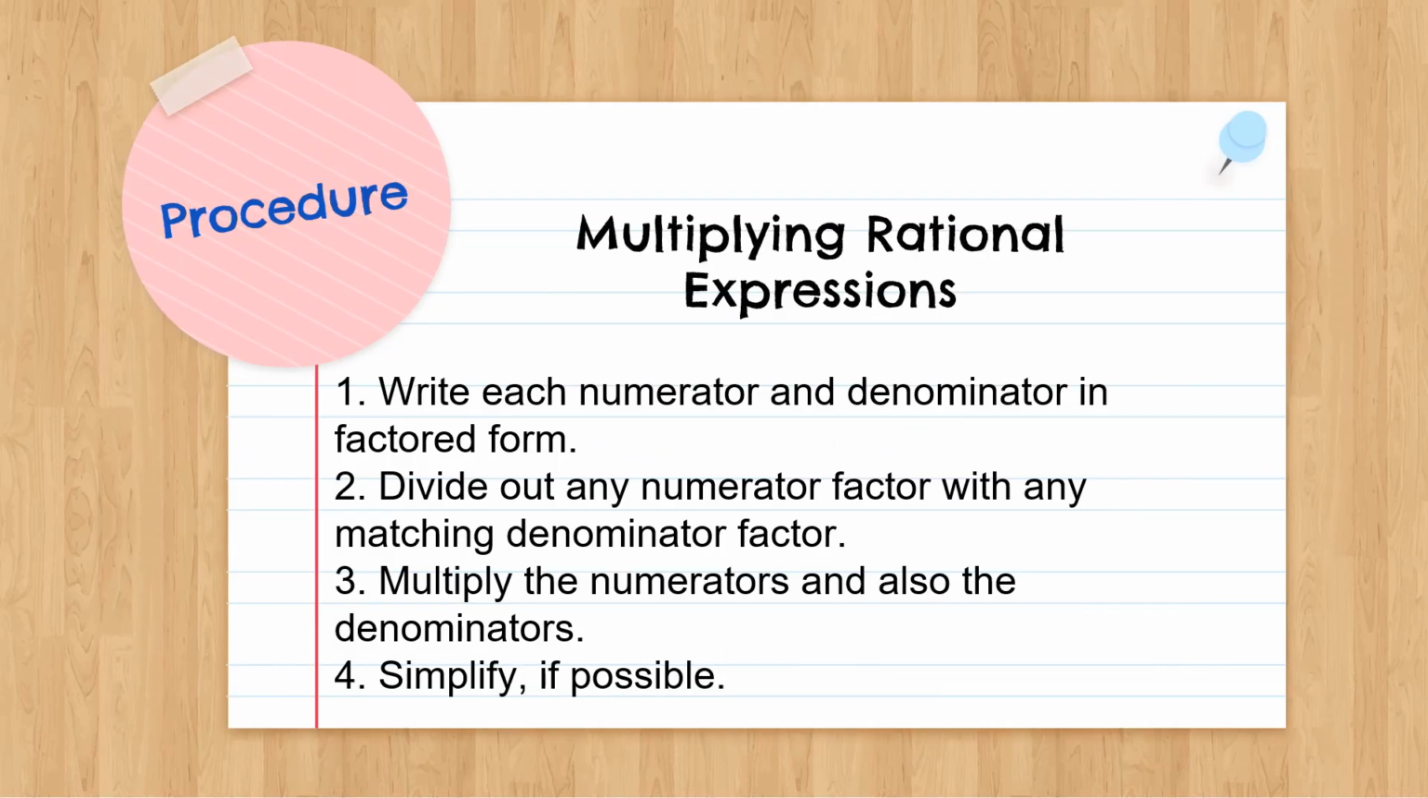So what are the procedures in multiplying rational expressions? First, write its numerator and denominator in factored form. And then, once you have written the factored form, we are going to divide out any numerator factor with any matching denominator factor. That is what we did a while ago. And then for the third step, we multiply the numerators and also the denominators. And if possible, we are going to simplify.